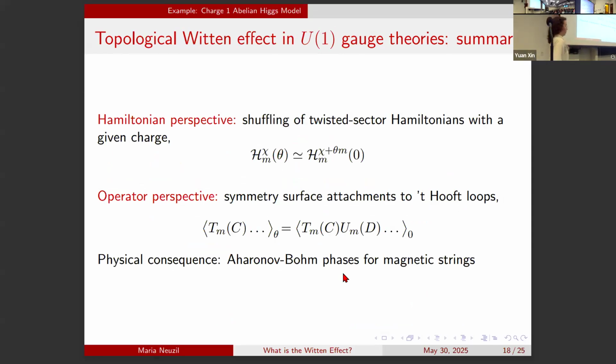Okay. So to summarize all of that discussion of the Witten effect, old and new: the topological Witten effect has an interpretation in terms of Hamiltonians, which is that you shuffle the twisted sector Hamiltonians with a given charge. So this is redefining some background field to absorb theta. And then the second perspective that I gave to you, which is related, is the operator perspective, which is that you attach symmetry surfaces to these magnetically charged tilt loops. And we saw that the physical consequence was Aharonov-Bohm phases for magnetic strings.